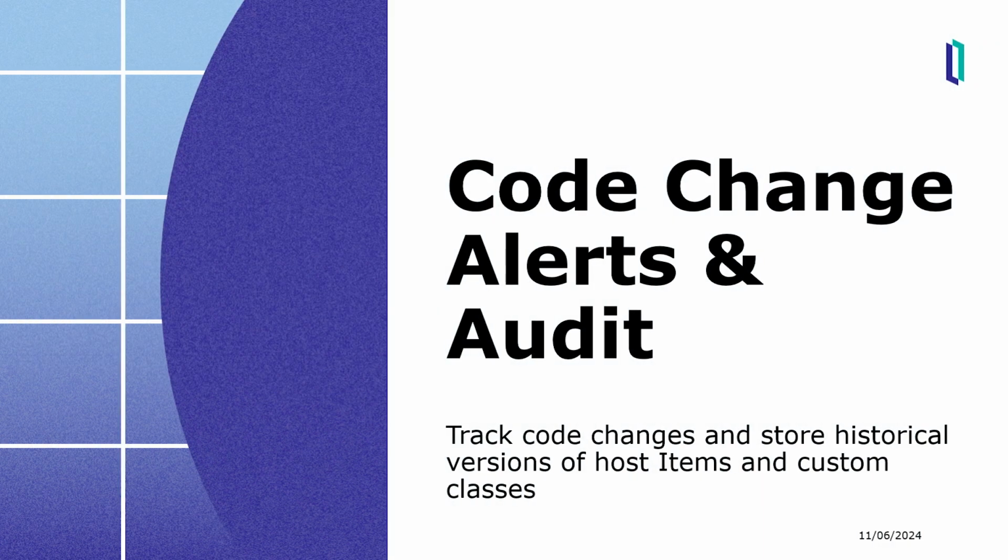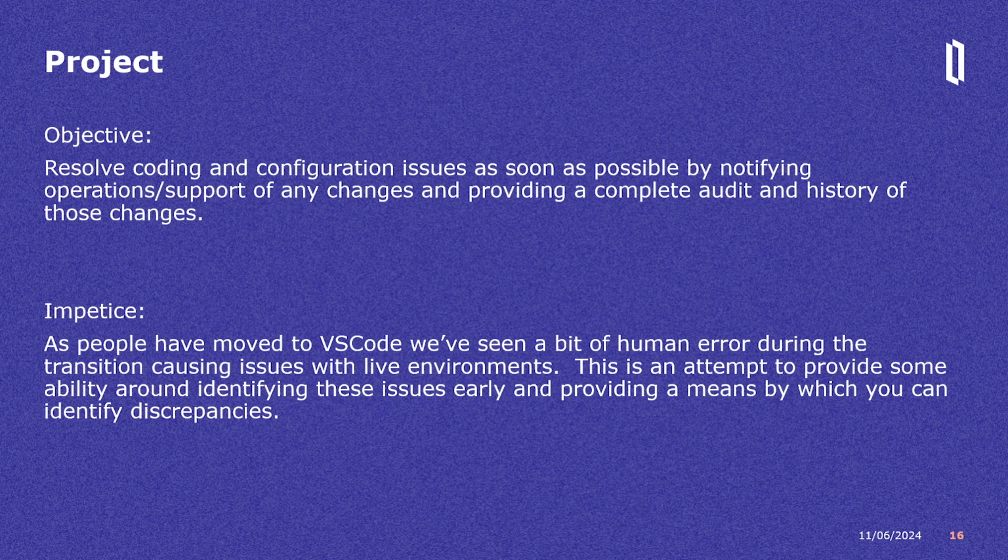I'm going to do something real quick because this is the new project I'm working on, code change alerts and audit. Basically, and I'm going to try to go really fast because I'm sure we're almost out of time, it's the idea around someone changing something in your system and understanding who did it, when they did it, and what was done, right? So I'm going to do this real quick. The objective is to have a system where if someone makes a change, you're alerted to that change occurring, and you have the ability to see what was changed and how it was changed.